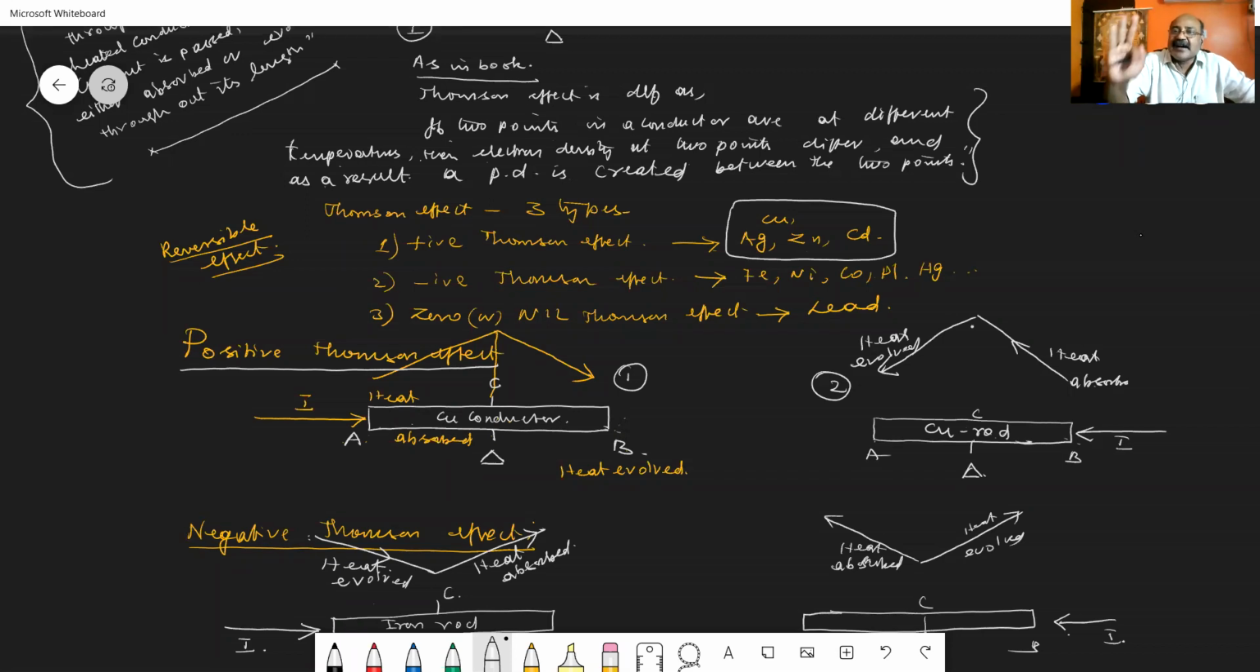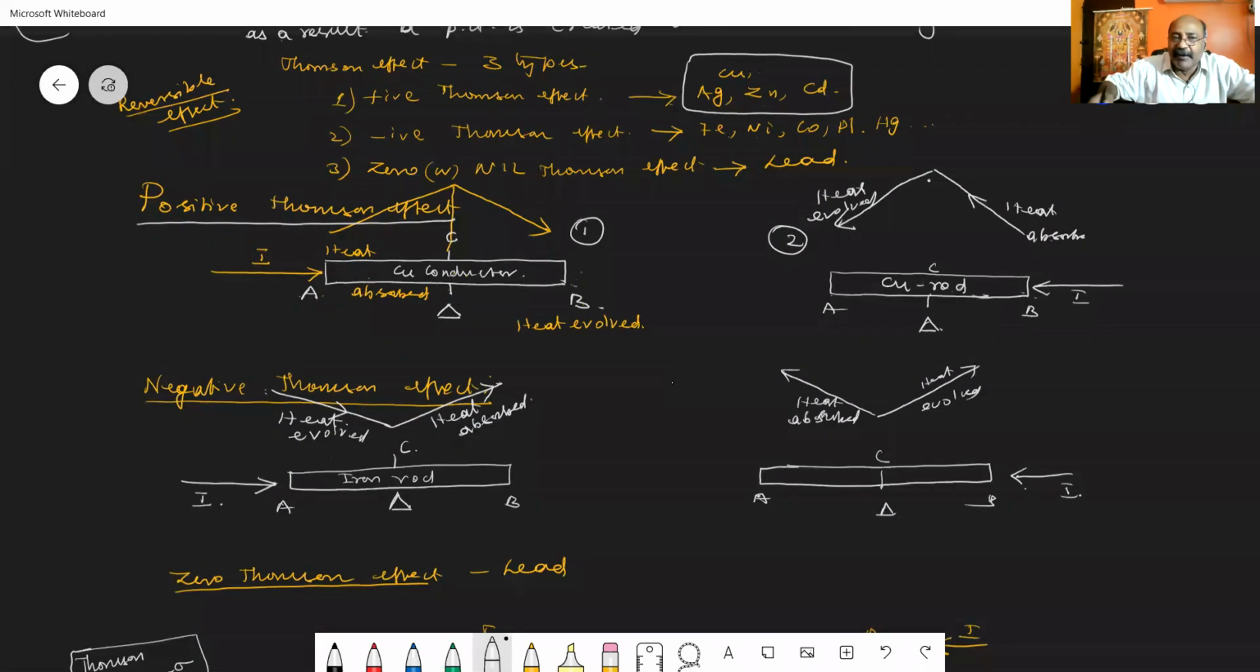And the third one is called the zero Thomson effect. Positive Thomson effect is exhibited by metals like copper, silver, zinc, and cadmium, etc. Negative Thomson effect is exhibited by iron, nickel, cobalt, platinum, then mercury, etc. Zero Thomson effect is exhibited by only one material, called lead. First of all, let us consider the positive Thomson effect.